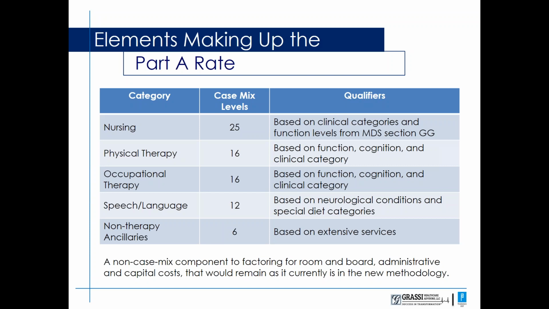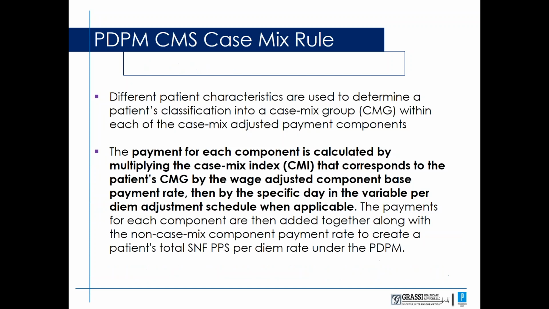That wasn't the case in RUG 4. Remember, in RUG 4, if you had someone in a rehab category, then the payment was based just on the rehab level. If you had someone in clinically complex, it was basically just based on what now is the nursing level. Now, every one of these is going to contribute to what the reimbursement is.